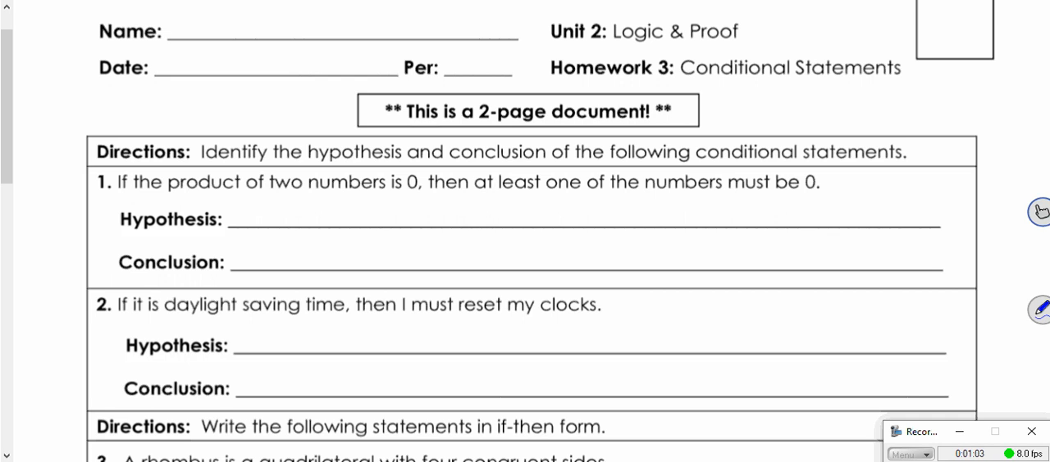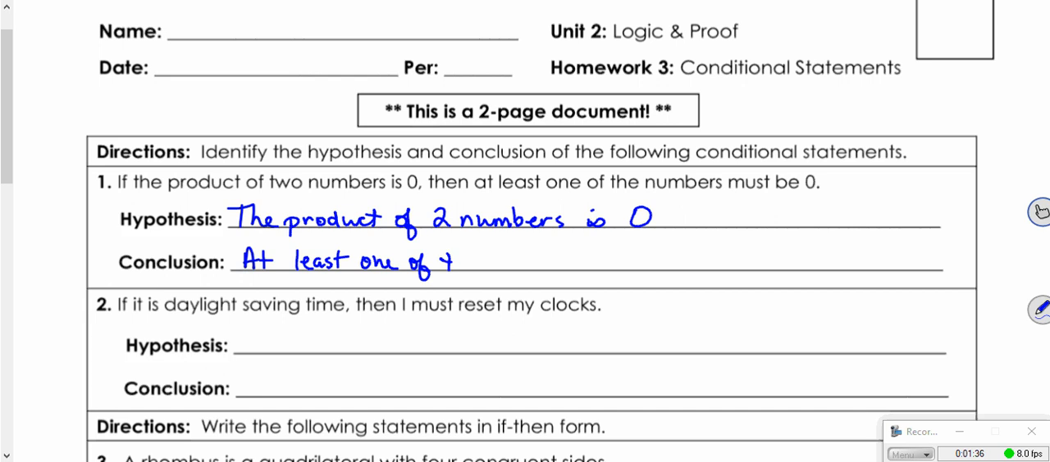So number 1, the conditional statement says if the product of two numbers is 0, then at least one of the numbers must be 0. If we separate out the hypothesis and the conclusion, the hypothesis is just the product of two numbers is 0. And then the second part is at least one of the numbers must be 0. So they are two separate statements without the use of the words if and then. Okay, so the if and then makes them conditional.